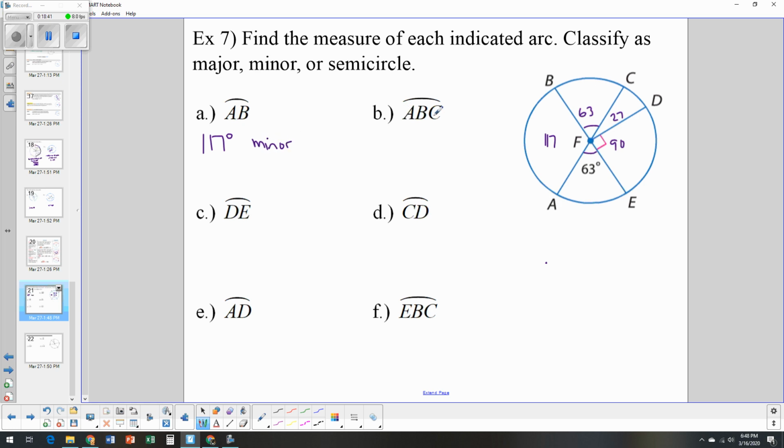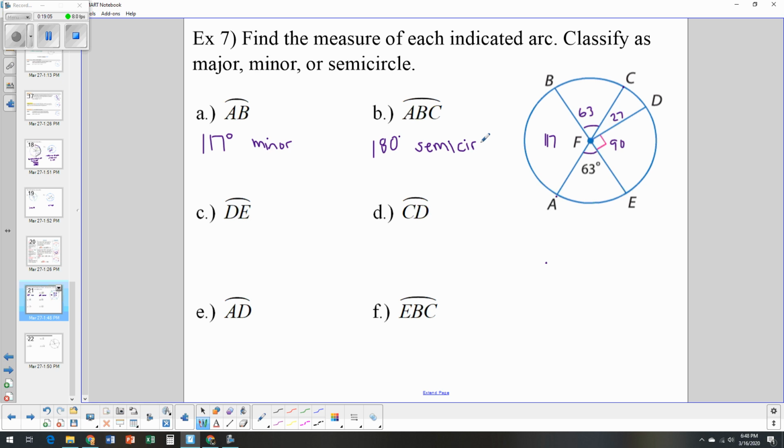Now this one, ABC, has 3 letters, so it's either going to be a major arc or a semicircle. So I'm going to look at A, B, C. A and C are the endpoints, and they are also on the diameter. So that's going to be 180. And that is a semicircle.